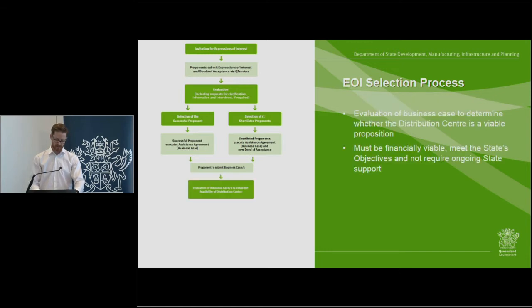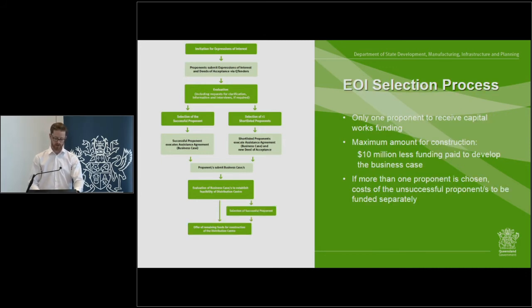The business case will be assessed to determine whether the distribution centre is a viable proposition. Essentially, we'll be looking at if it stacks up financially, that it meets the state's objectives, and that it won't require ongoing state funding post-construction. Only one proponent will be chosen to receive funding to support the capital works for the distribution centre pilot. The maximum amount of funding that that proponent can receive is $10 million. This includes funding for the business case and construction.